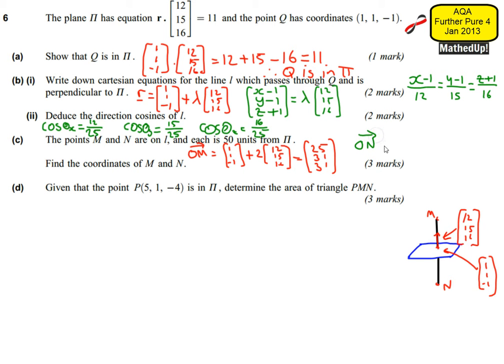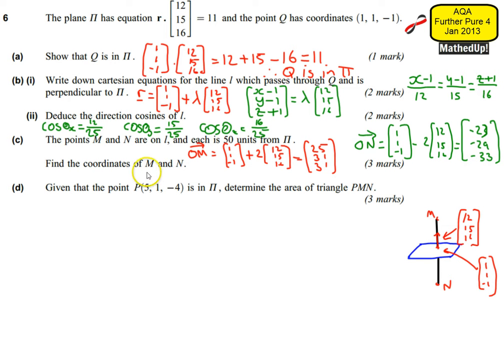Okay, my other point, I'll do that in green over here, ON, well, that's going to be equal to 1, 1, negative 1, take away 2 times 12, 15, 16. So that's going to be 1 take away 24, which is negative 23. And then I've got 1 take away 30, which is negative 29. And I've got negative 1 take away 32, which is negative 33. Okay, so that's going to be the point N.